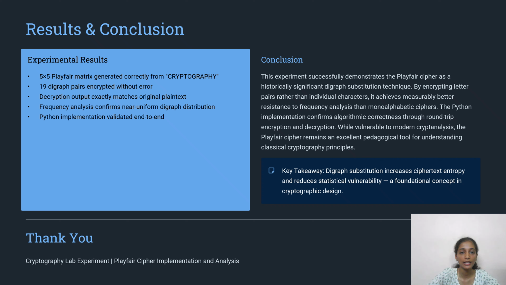In conclusion, this experiment successfully demonstrates the Playfair cipher as a historically significant digraph substitution technique. By encrypting letter pairs rather than individual characters, it achieves measurably better resistance to frequency analysis than monoalphabetic ciphers. Our Python implementation confirms algorithmic correctness through round-trip encryption and decryption. While the Playfair cipher is vulnerable to modern cryptanalysis, it remains an excellent pedagogical tool for understanding classical cryptographic principles.